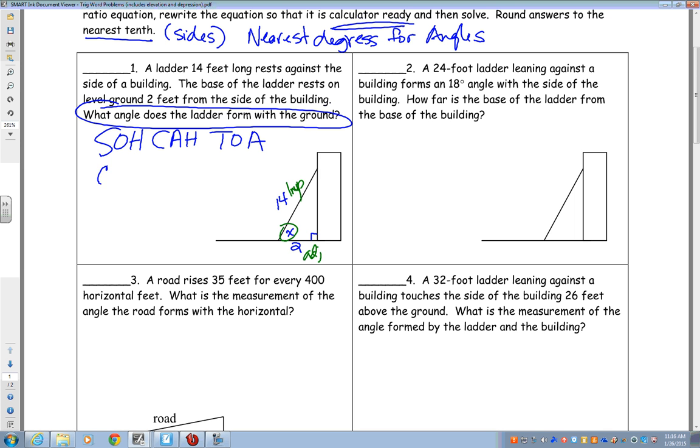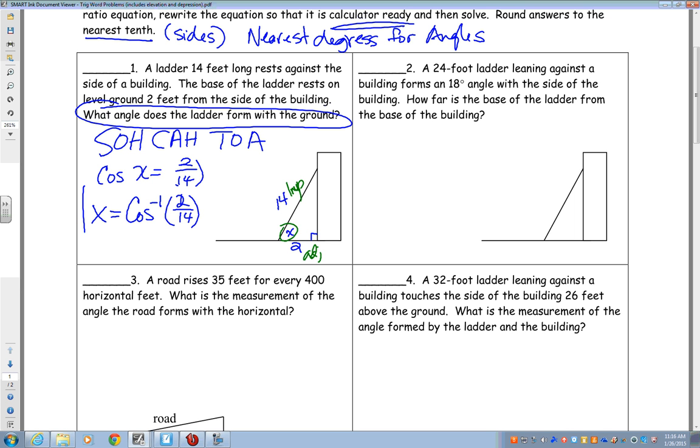So here's cosine of x equals 2 over 14, but calculator ready, because we know we're going to do the inverse: x equals cosine negative 1, parentheses, 2 over 14. I wrote that wrong the first time, sorry about that. It's adjacent over hypotenuse.